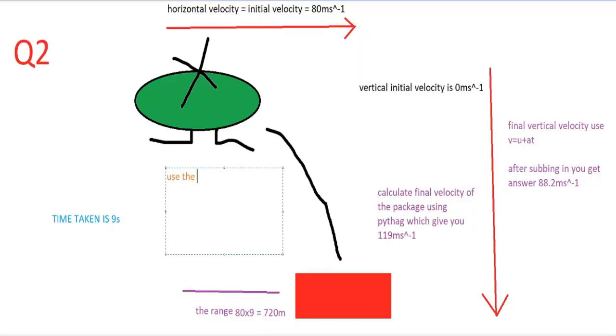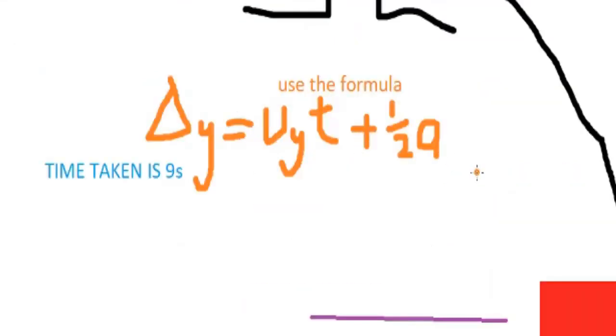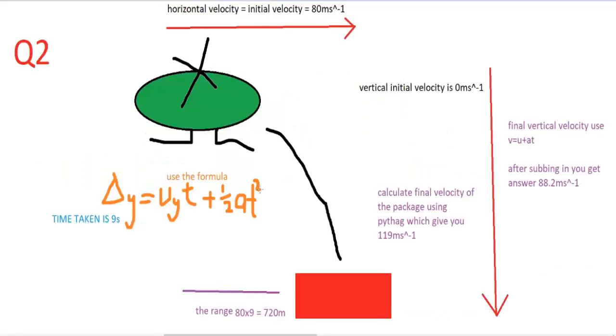Use the formula delta y equals u_y t plus half a_y t squared to find the height, to find delta y. Use that formula and you get the answer 396.9 meters.